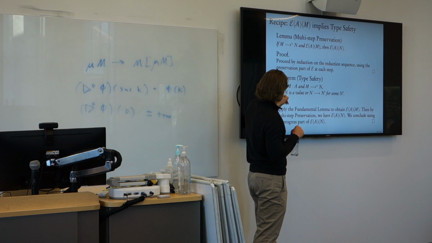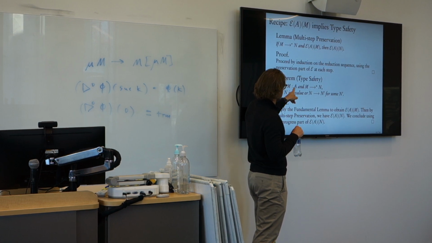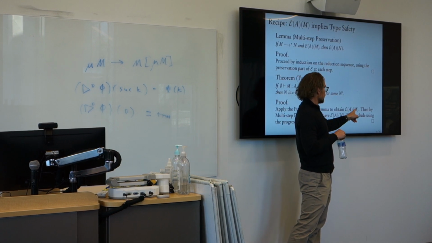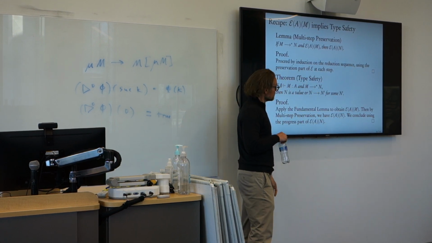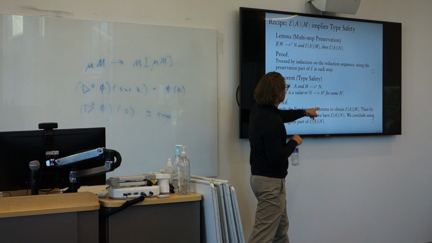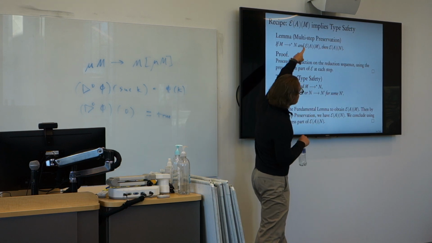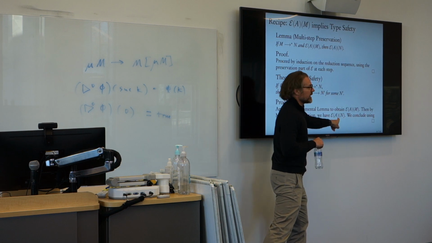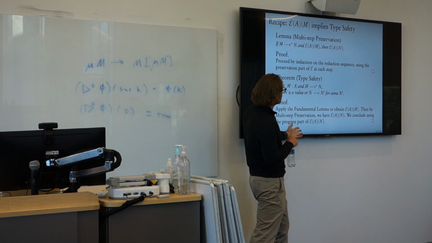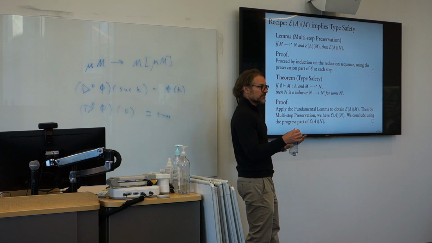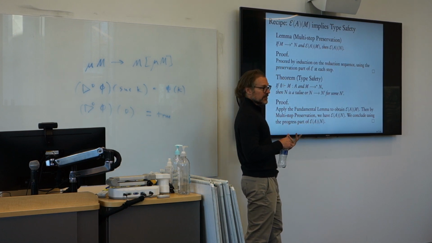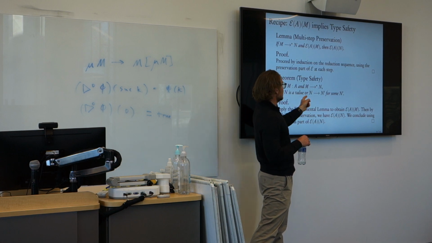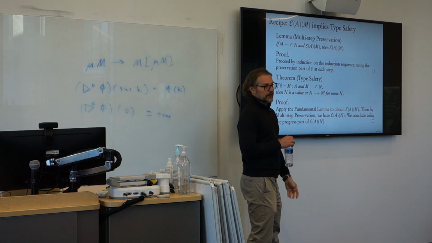So how can we prove this? Well, from the fact that it's well typed, we can use the fundamental lemma to obtain that it's well behaved. And then I can feed that into the multi-step preservation. So now I know that N is well behaved. And then the definition of E, right? E means progress and preservation. So I can just take the progress part of E, and that's going to tell me that either N is a value or it can take a step.